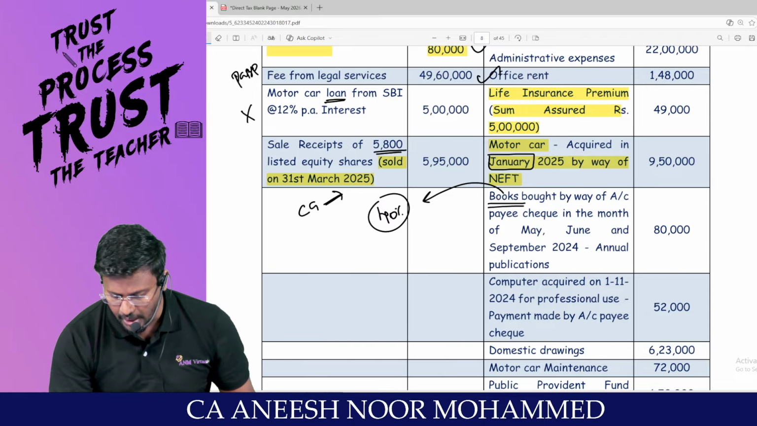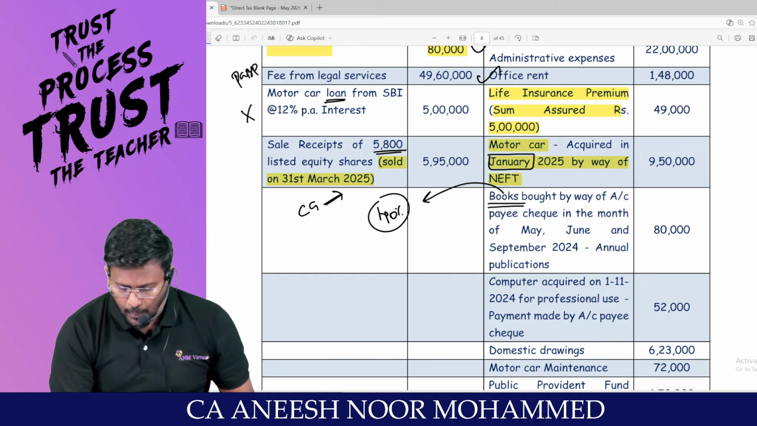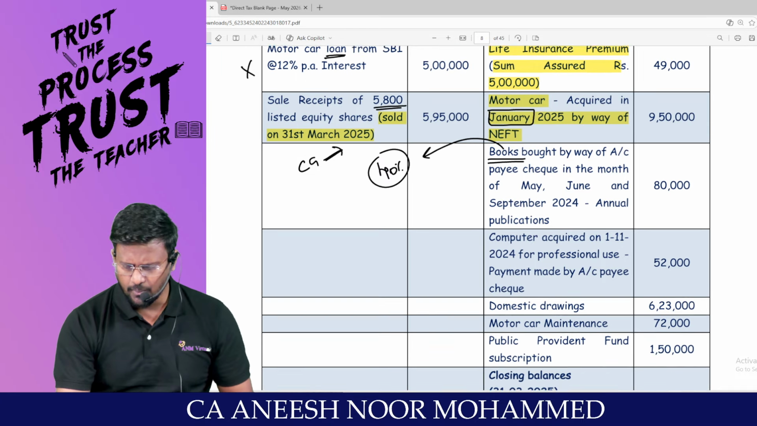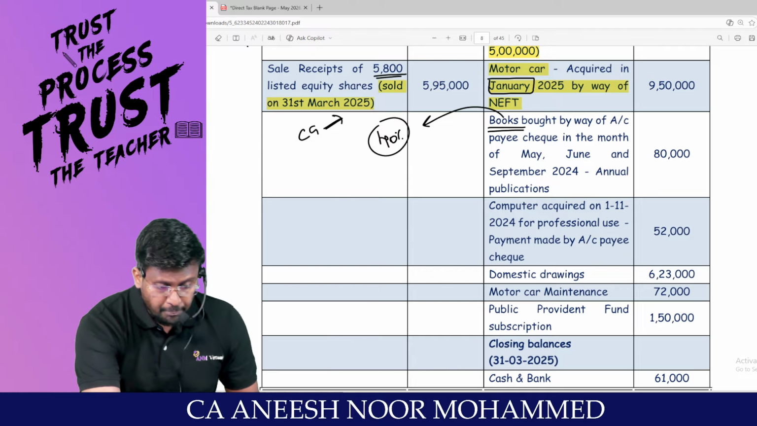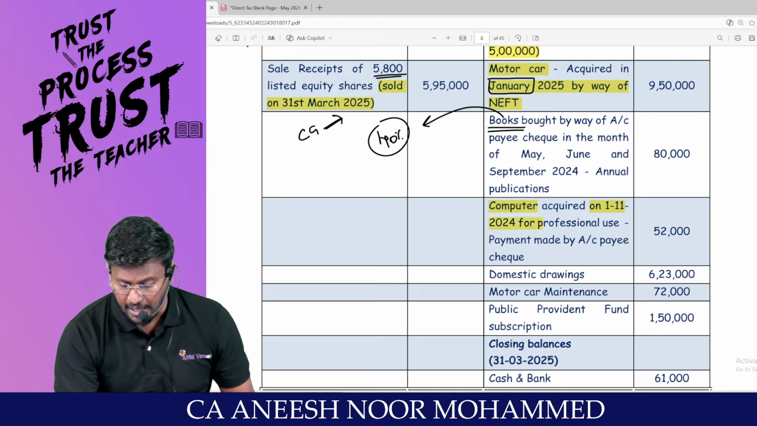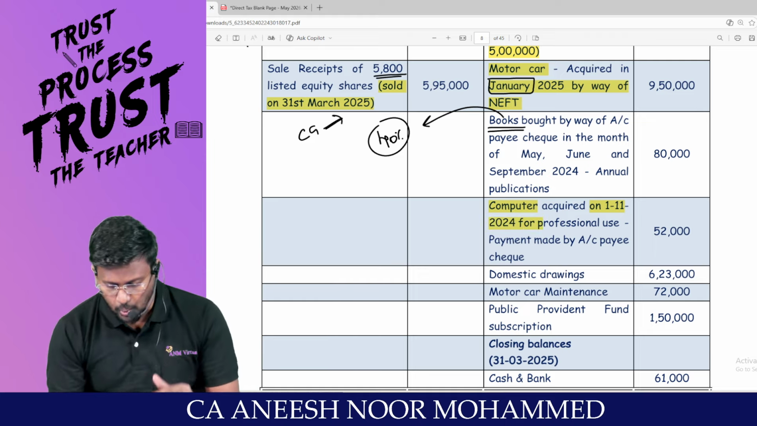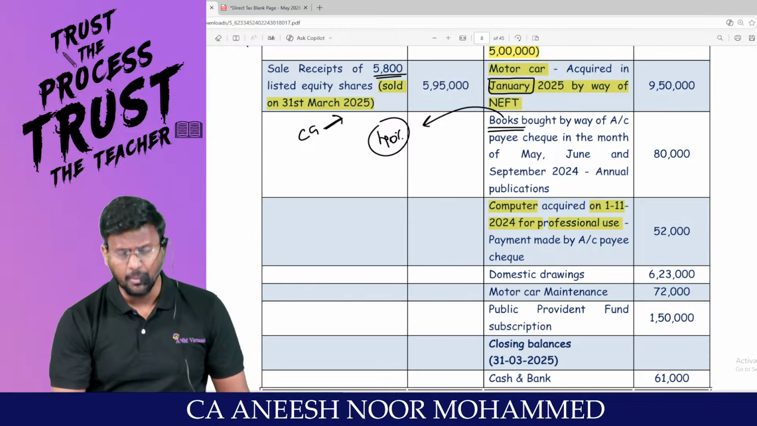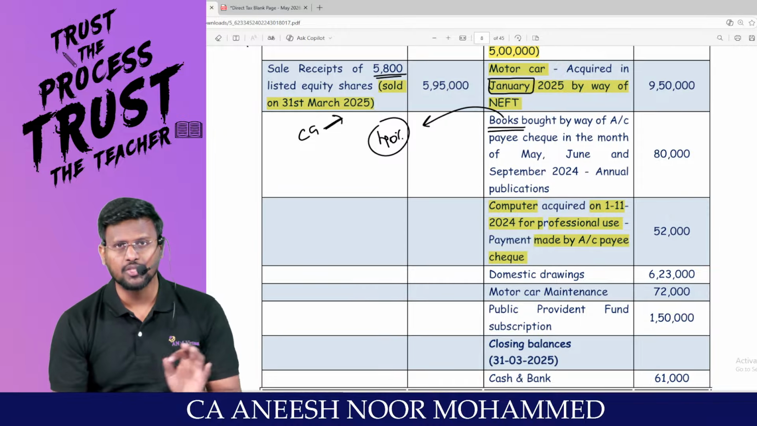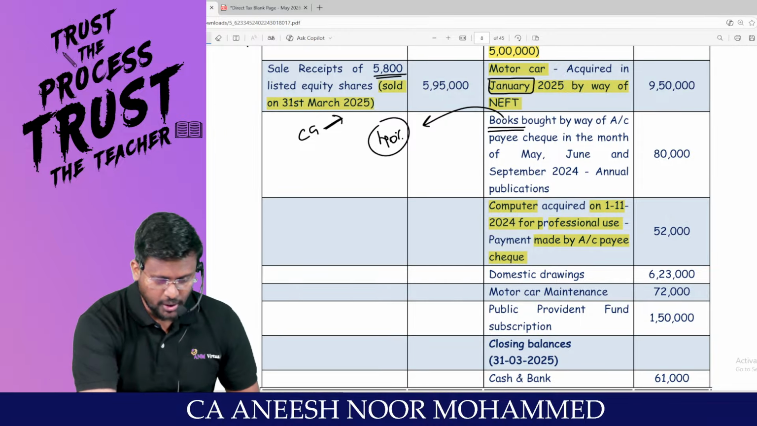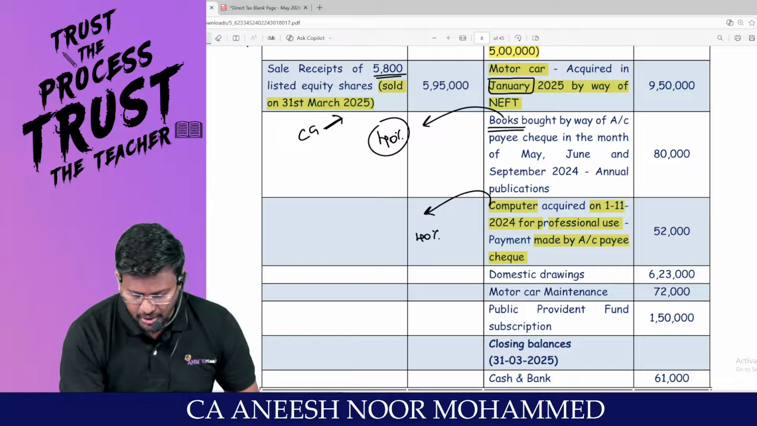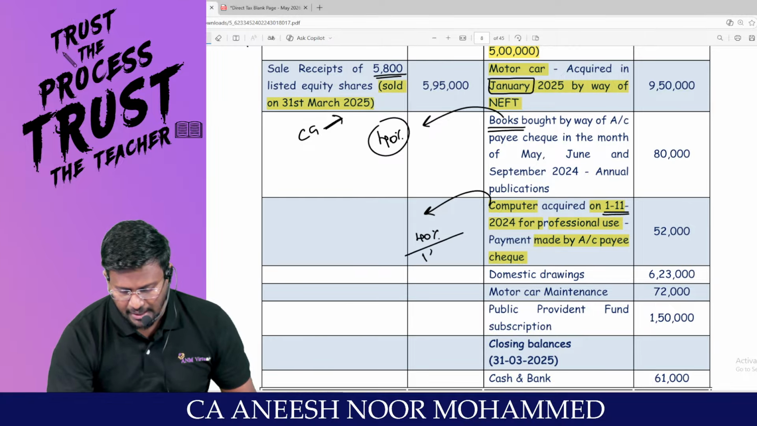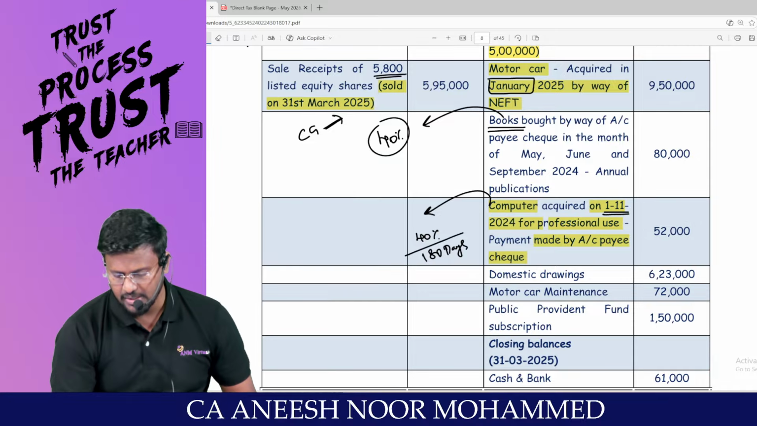In the month of May, June and September, my dear lovable students, whether it is annual publication or other than annual publication, 40%. Computer, again 40%. It has been acquired on 1/11/2024, paid by way of account payee cheque. Again, there is no section 43(1) Explanation 3 disturbance. So even this computer should be depreciated at the rate of 40%, but since it has been put to use for less than 180 days, you are entitled to apply the 180 days concept.